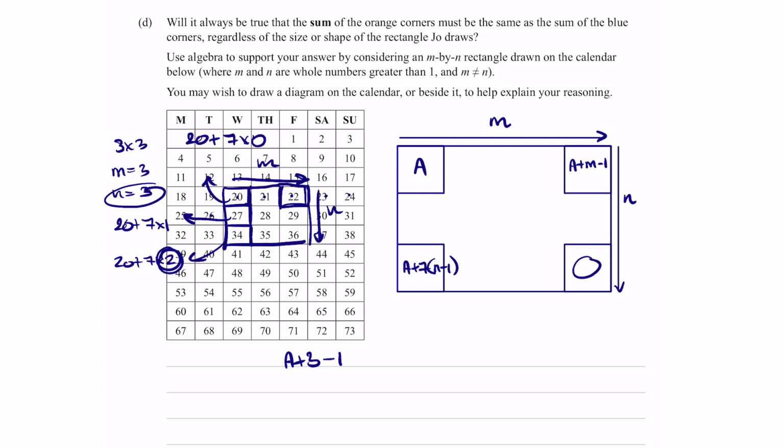And so what's the bottom right-hand corner going to be? It's going to be almost the same as how we worked out the top right-hand corner. We're just going to shift this by exactly m minus 1 over. So this is going to be A plus 7 multiplied by n minus 1 plus m minus 1. And now we can write our direct proof.